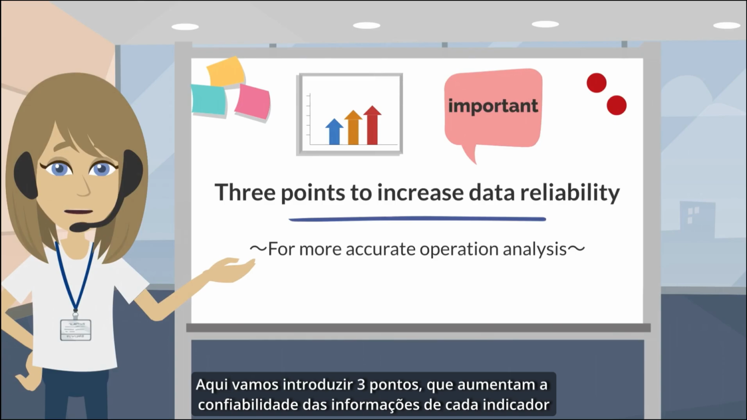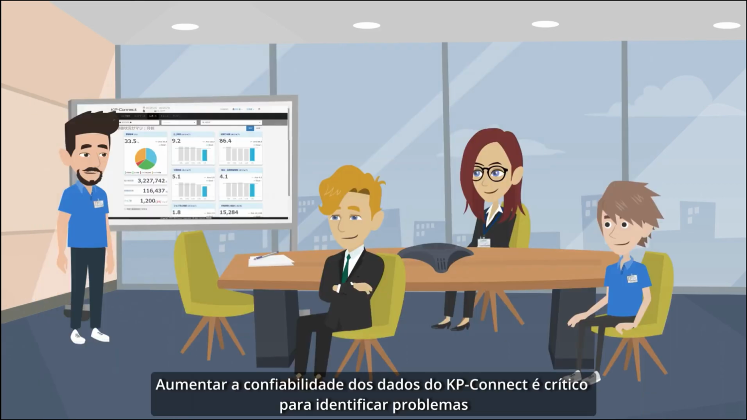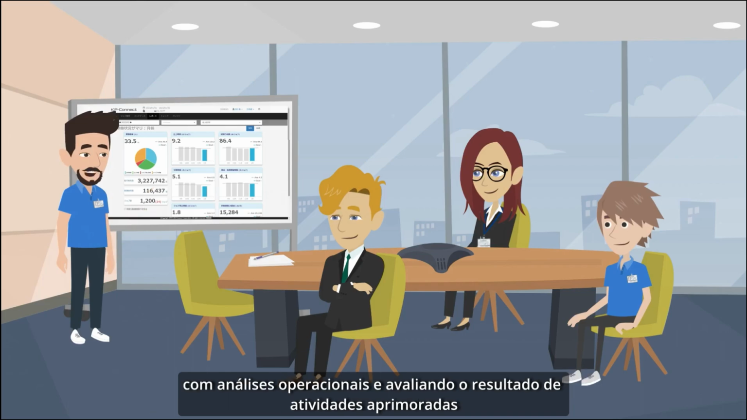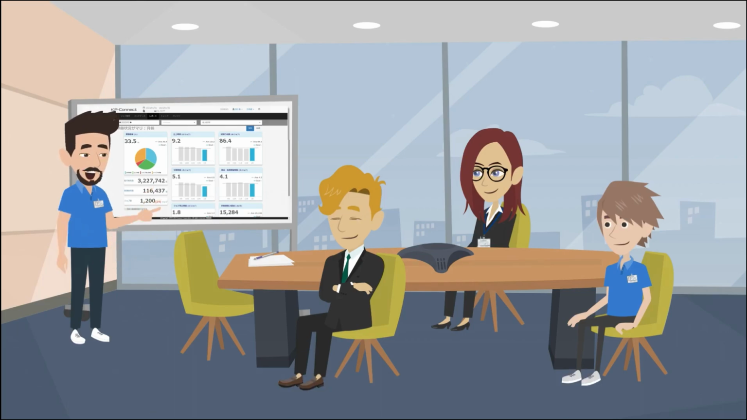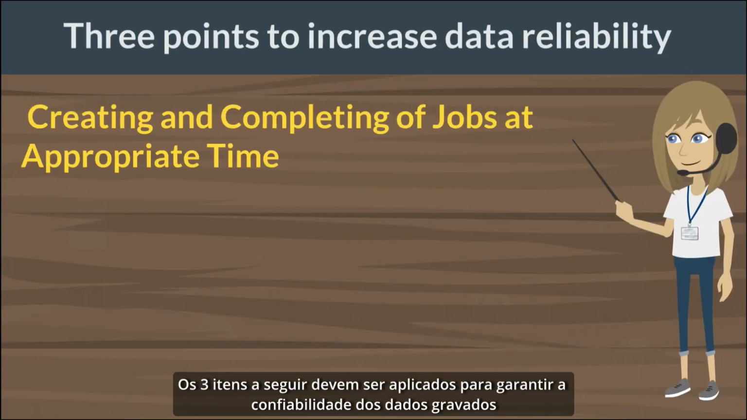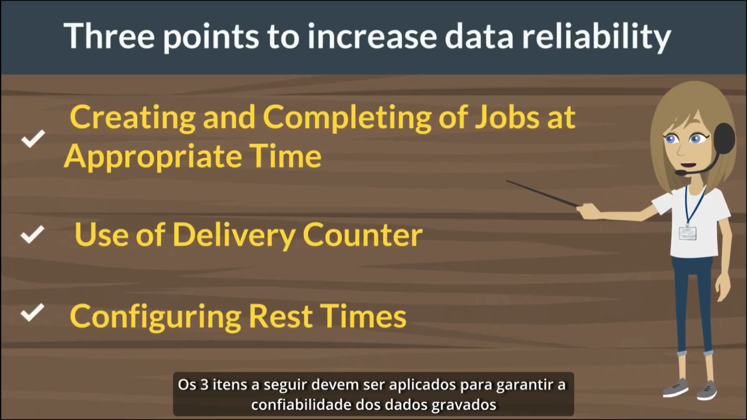Here, we will introduce 3 points that increase the data reliability of each indicator. Increasing the reliability of KP Connect data is critical in identifying issues with operational analyses and evaluating the results of improvement activities. The following 3 rules should be applied to increase the reliability of the recorded data.